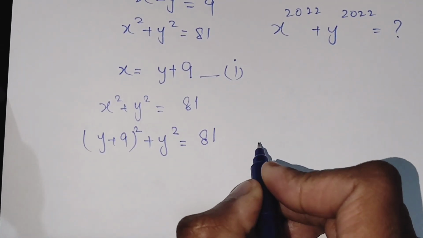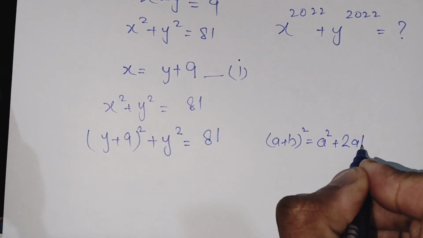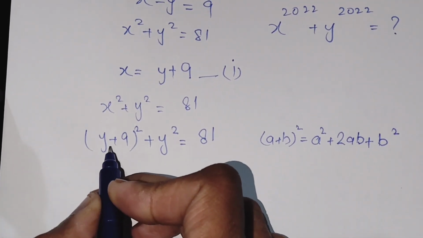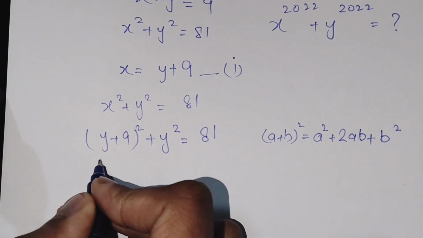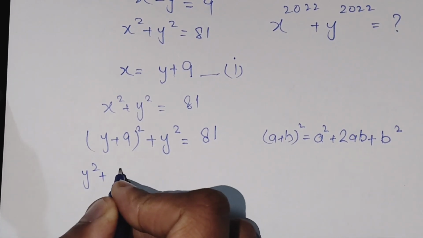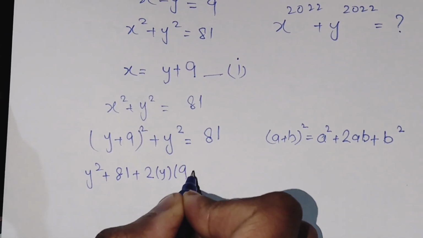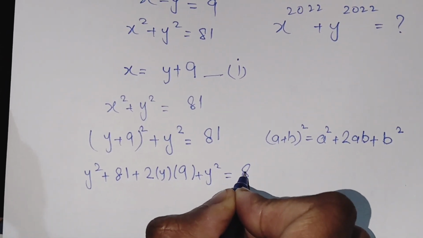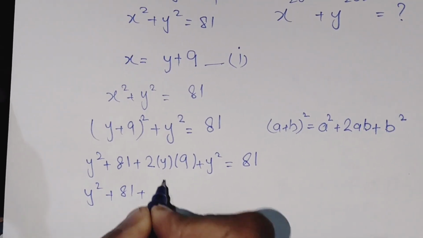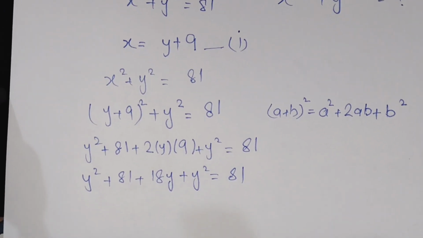As we know the formula that (a plus b) whole squared always equals a squared plus 2 into a into b plus b squared. We will now use this formula here, on (y plus 9) whole squared. So after applying we get y squared plus 81 plus 2 into y into 9 plus y squared equals 81. So it will be y squared plus 81 plus 18y plus y squared equals 81.